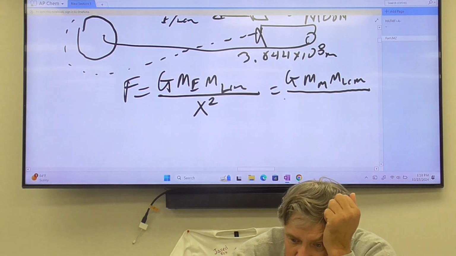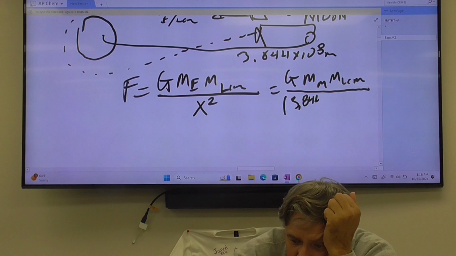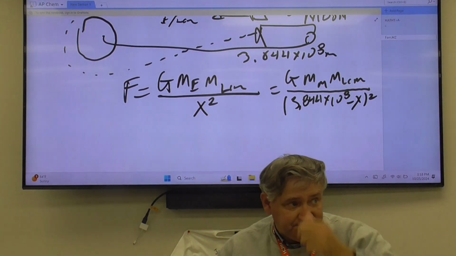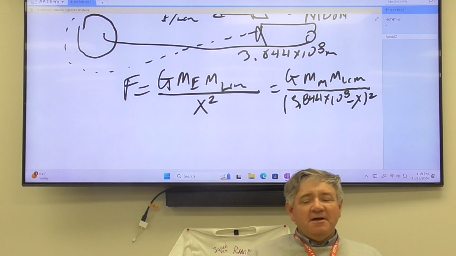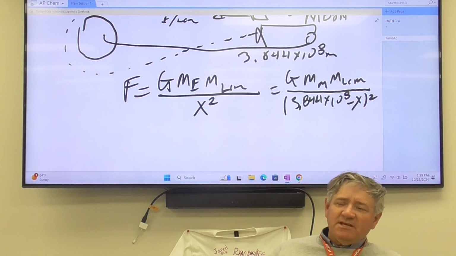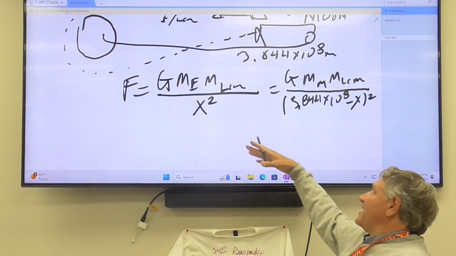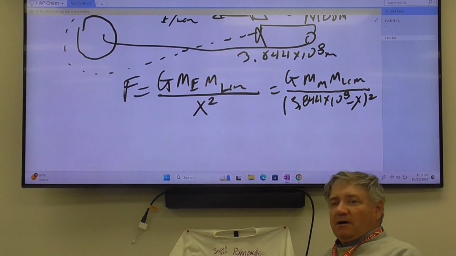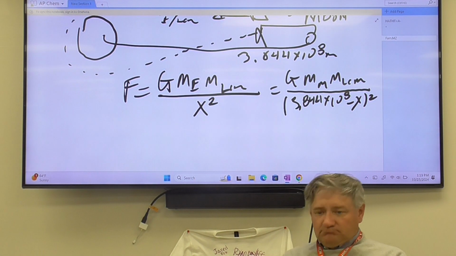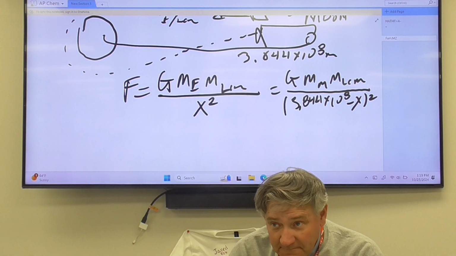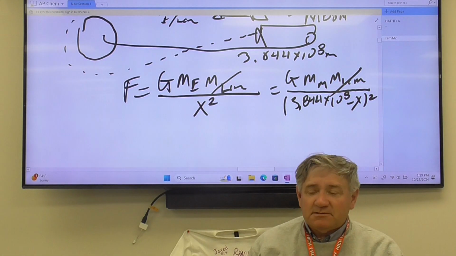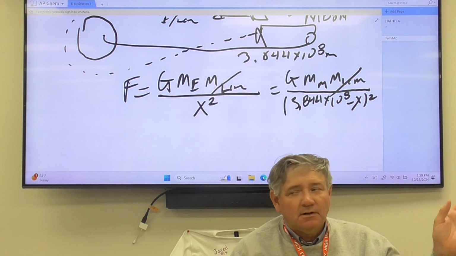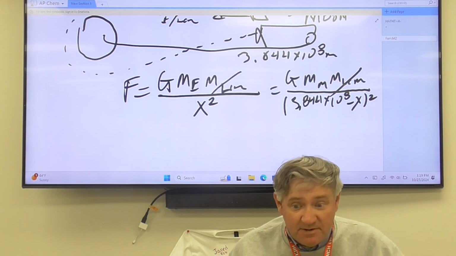So this is going to be 3.844 times 10 to the 8th minus x, squared. Okay? Still squared. That's huge. Now at this point, let's see if we can simplify things. Is there anything that I can cancel out on both sides of the equation? The mass of the lunar command module. Yep, so that goes away. Why did I not give you the mass of the lunar command module in the problem? Doesn't matter. What else can I cancel out? Big G. Oh, I get rid of my big G.